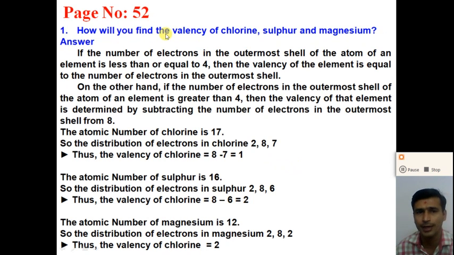Now the next set of questions is given on page number 52. How will you find the valency of an atom? How will you find the valency of chlorine, sulfur and magnesium? And how will you find the valency of any atom?